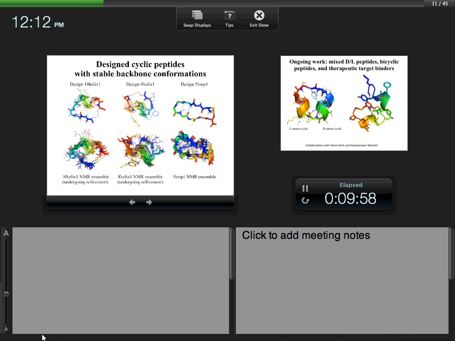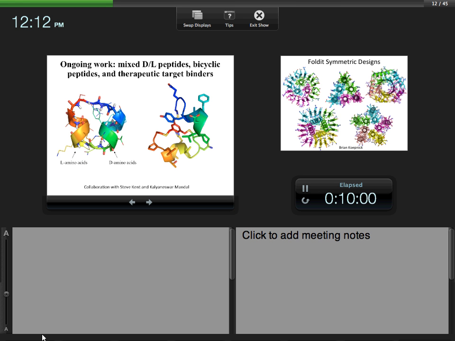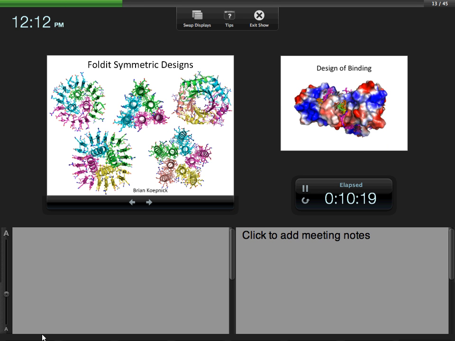And of course, we can do things with unnatural amino acids. We don't have to use just L amino acids. This shows something with mixed L and D amino acids. This is using a bicyclic compound. So I think there's a whole new class of molecules, perhaps new therapeutics or new catalysts, which could perhaps be made this way.